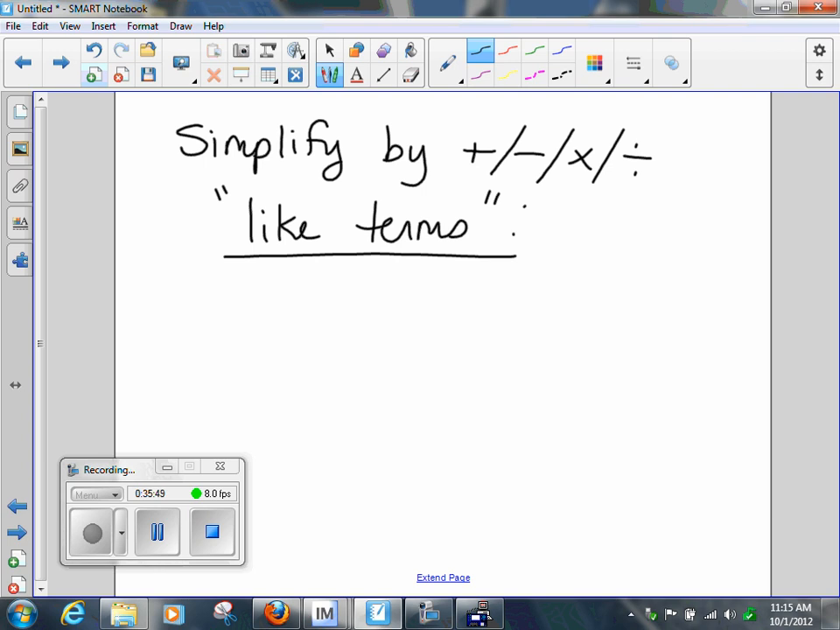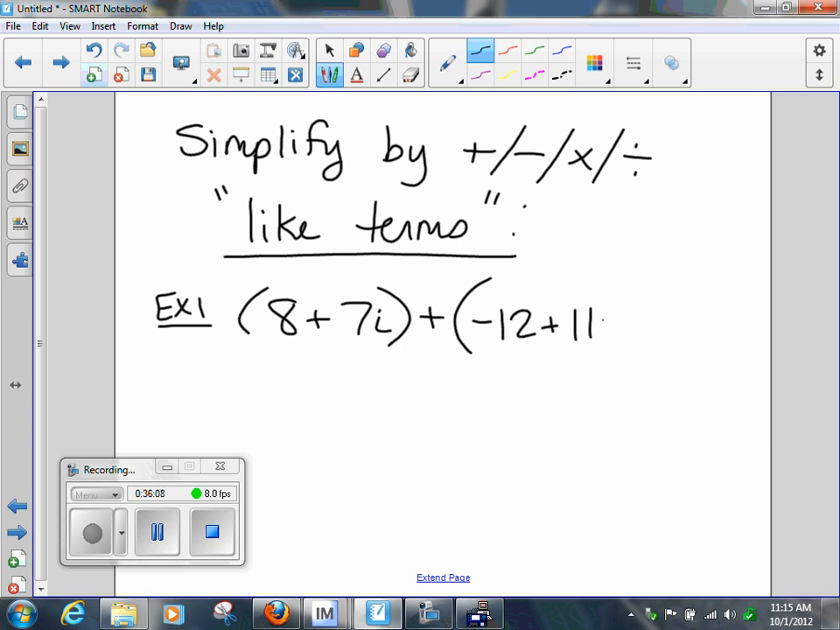Add, subtract, multiply and divide in like terms. Folks, if I wanted you to simplify this, the quantity 8 plus 7i plus negative 12 plus 11i. See, I totally want to see if I can put this in the calculator. Now that I just said that, you're going to want to do that too.